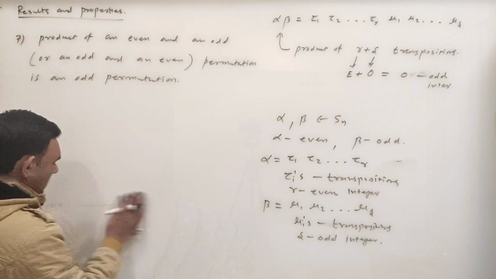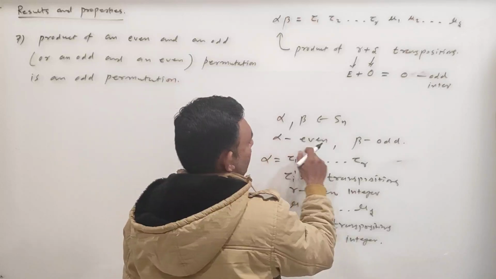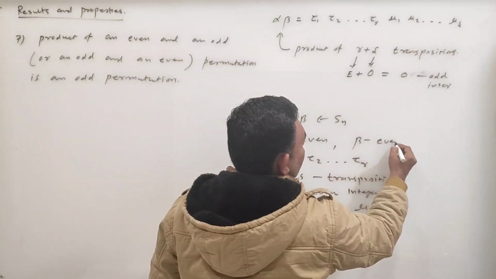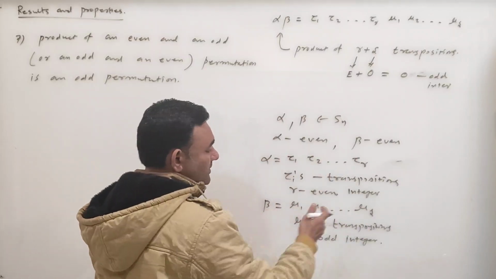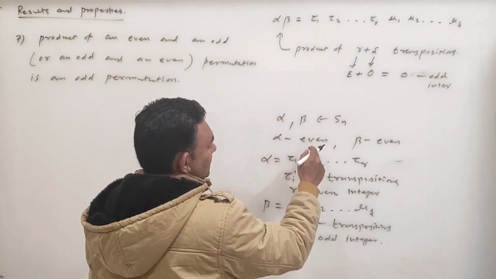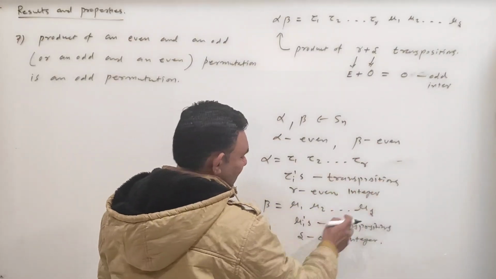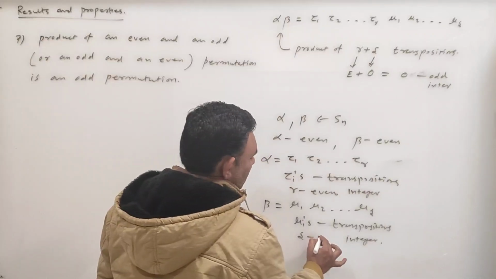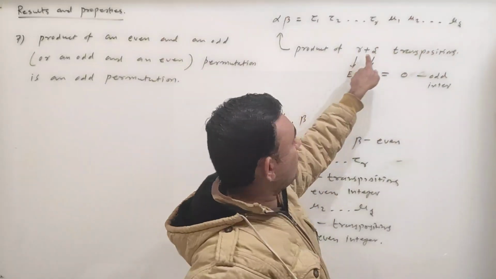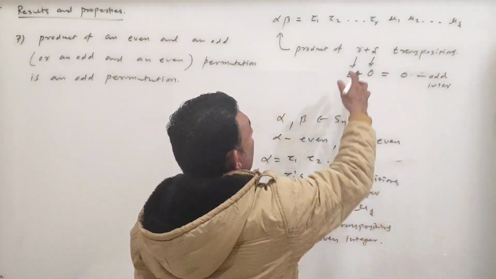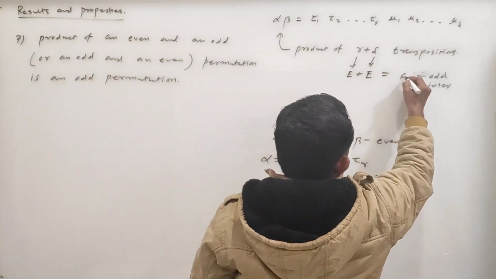Okay, now suppose both are even, alpha and beta in S_n, and alpha is even and beta is also even. Then alpha is written in this way, beta is written in this way, where the tau i's and mu i's are transpositions. Alpha is even, so this r will be even, and beta is even, so this s will also be even. So alpha into beta is a product of r plus s transpositions. r is even and s is also even, so even plus even is even.